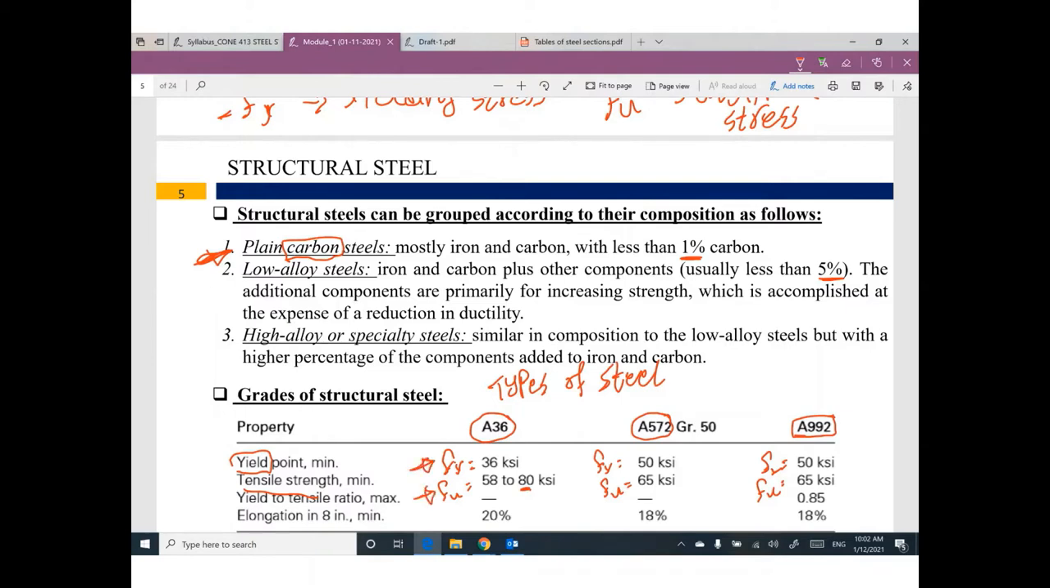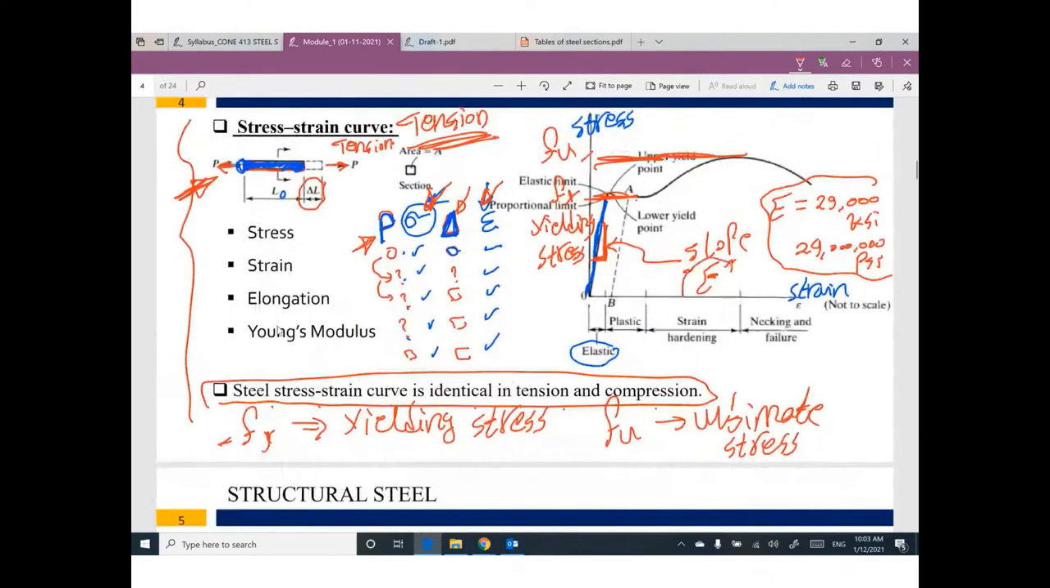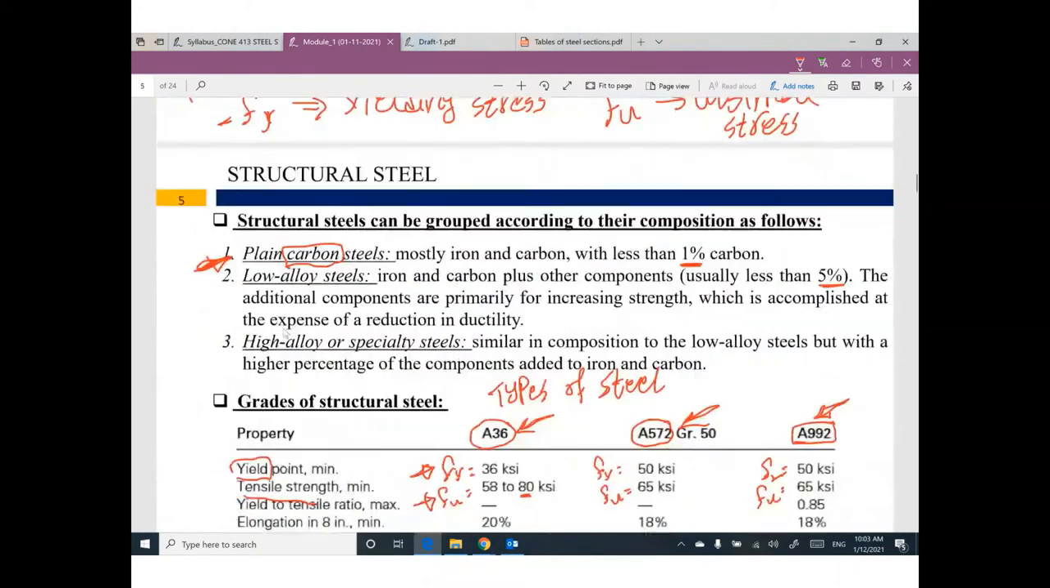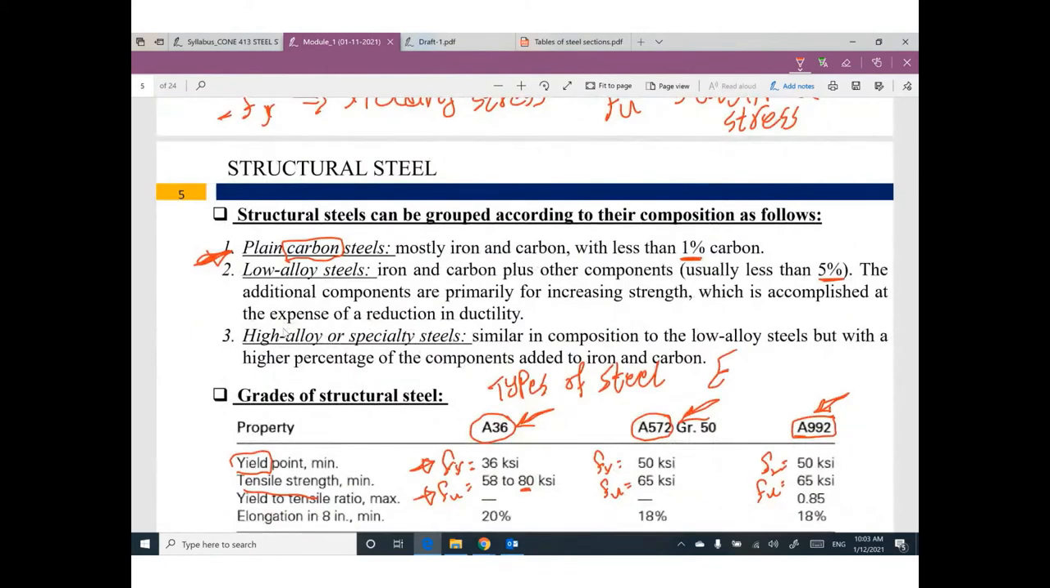One of you will ask me a good question: what is the value of E? As I told you, E is called Young's modulus. E is constant for any type of steel, 29,000 KSI or 29 million PSI. Whatever the type of steel, your Young's modulus is the same. The only difference is yielding stress and ultimate stress.